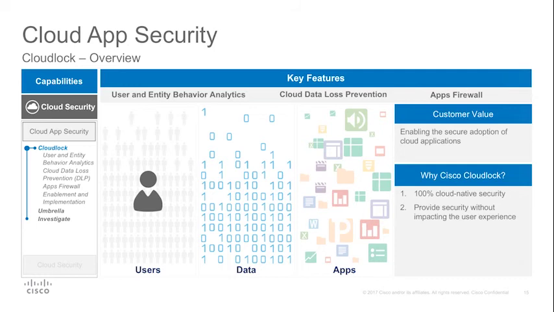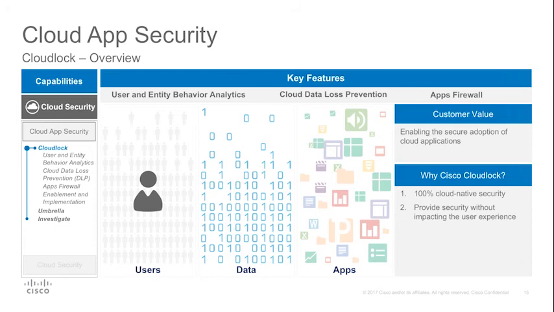CloudLock is easily implemented and access to apps are not disrupted because Cisco CloudLock doesn't sit between the cloud and the user. It is a frictionless, cloud-native solution that deploys in 5 minutes, delivers immediate value, and has zero impact on end users. It delivers the deepest in-app protection with retroactive security analytics and cloud-to-cloud traffic. CloudLock is able to protect sensitive data already in the cloud, as well as cloud-to-cloud traffic through user and entity behavior analytics, cloud data loss prevention, and Apps Firewall.